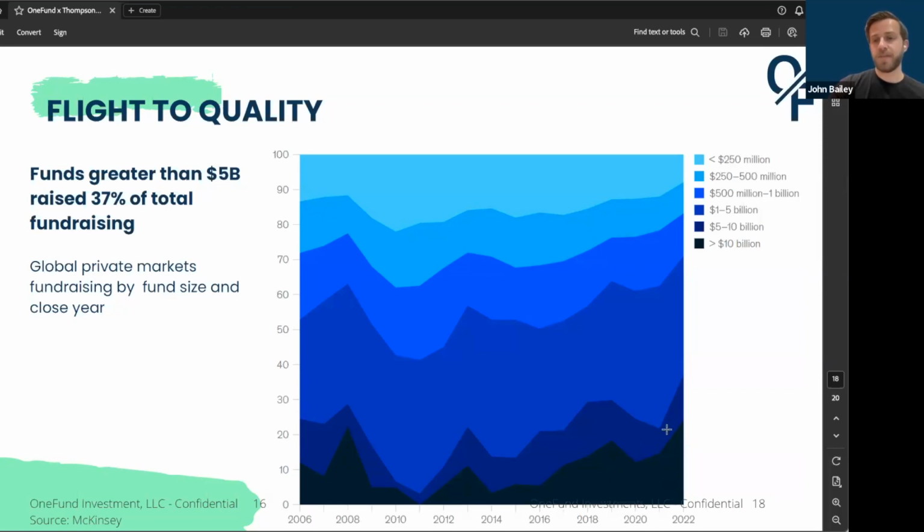What you're really seeing is a big uptick in the amount raised by funds that have over 10 billion in AUM, 5 to 10 billion in AUM, a billion plus in AUM. And you're seeing a really big decline, over the last 10 years, a rather steady decline that's gotten steeper, in the share going to funds that have under $250 million in AUM.